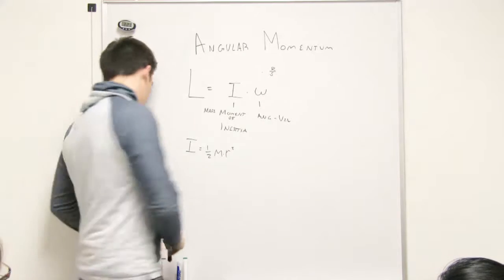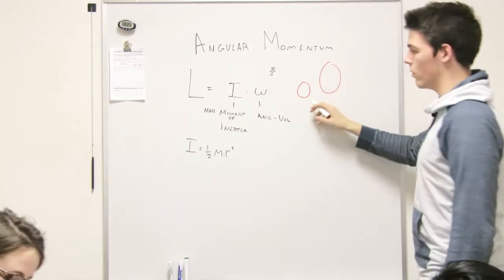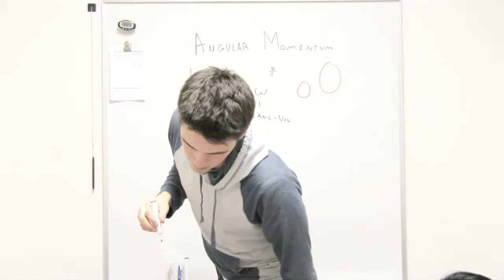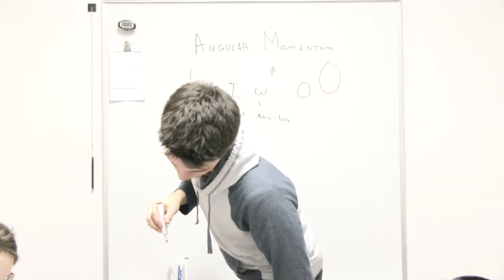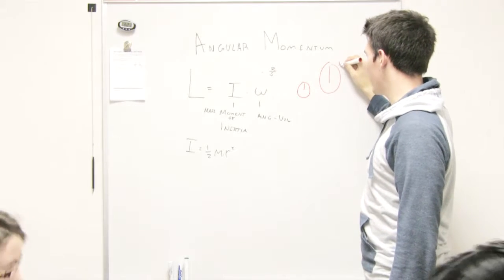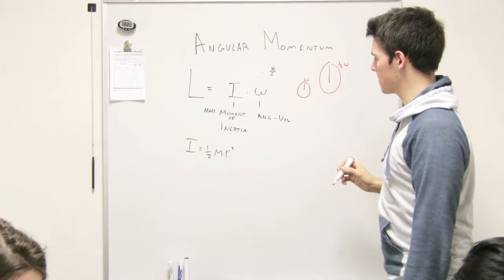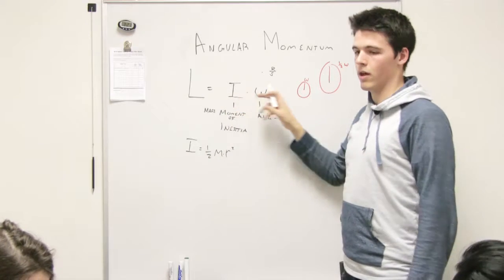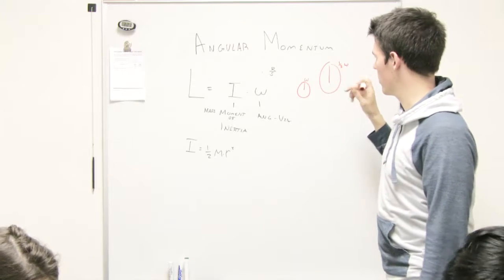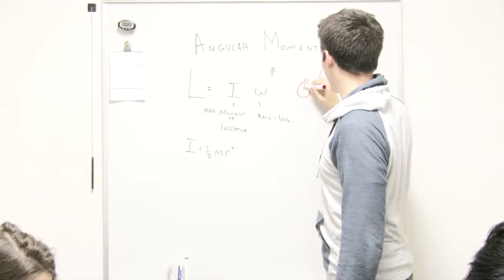Now, we have two different sized disks, a small disk and a large disk. They both weigh the same. The only thing that changes is the R and the omega. This one is 1/2 omega and this one is 1 omega, with radii R and 2R. We want to find out which L is bigger.